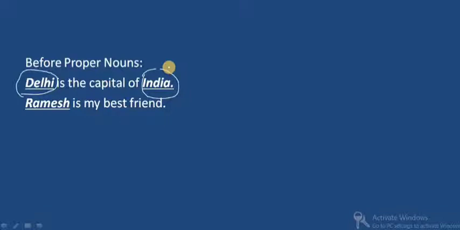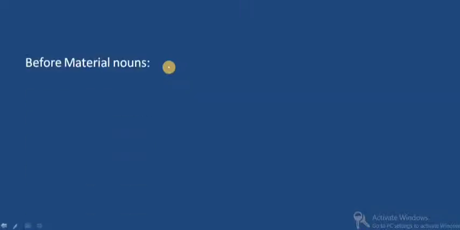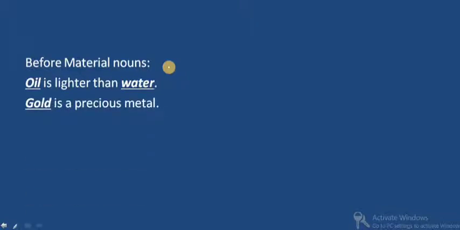Second example, Ramesh is my best friend. Ramesh is also a proper noun, so that's why here also we are avoiding the article. Before material nouns also it is avoided. Oil and water are two material nouns. Second example, gold is also a material. Third, water is also a material. So that's why no article is used here.